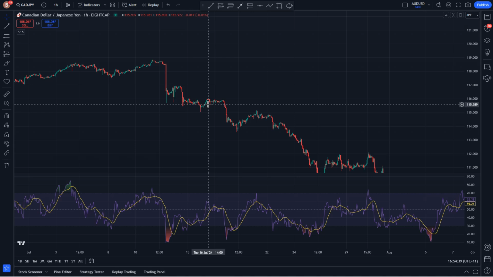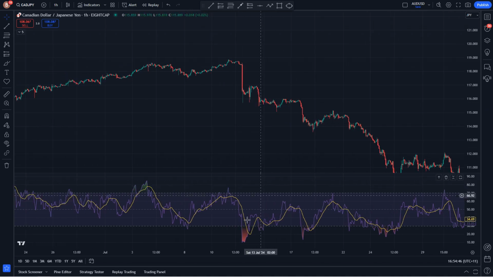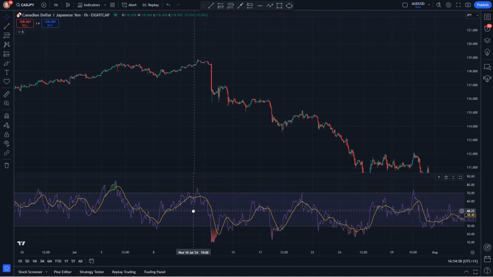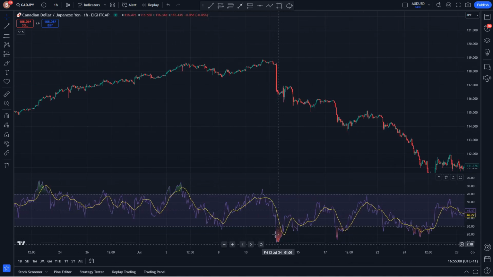Overbought and oversold does not mean reversal. Just because the RSI hits 70, right, or it hits 30 and the market goes underneath it, does not mean that a reversal is imminent. Markets can stay overbought or oversold for a long period of time. Just look at this example on your screen here, right?